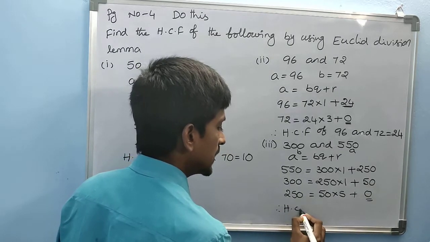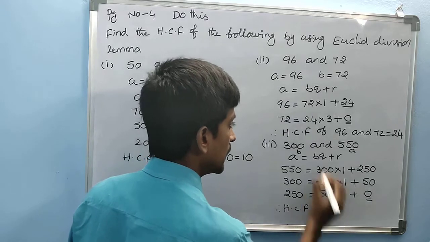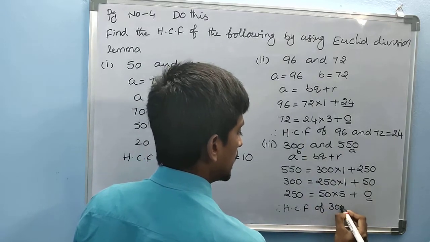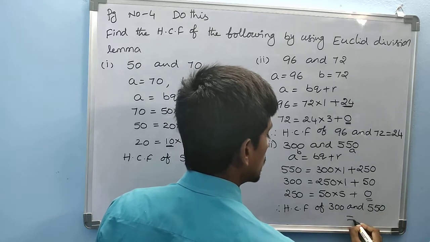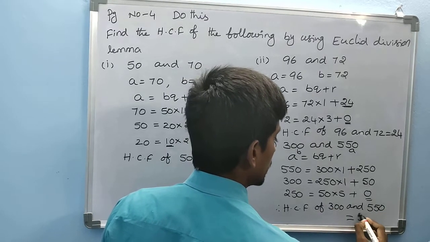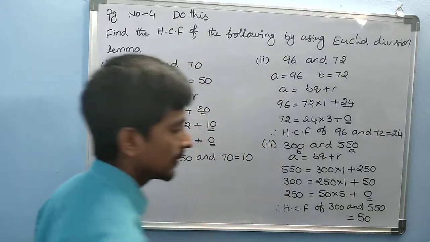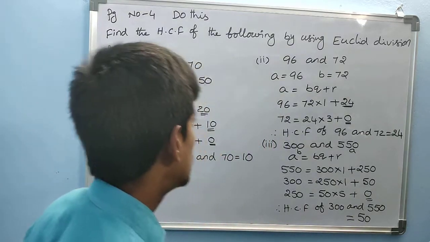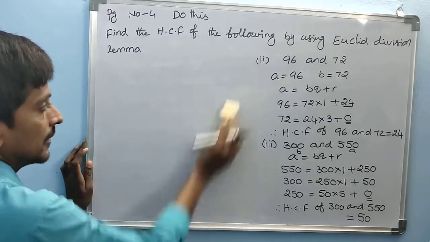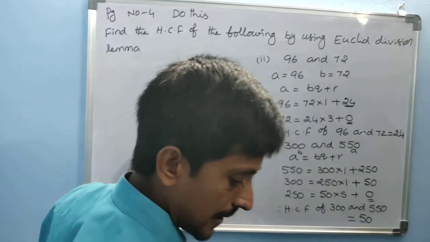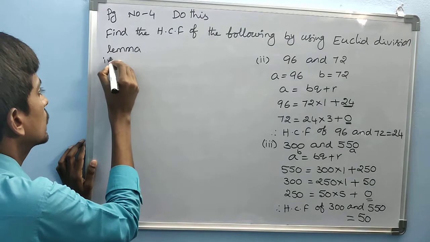Therefore HCF of 300 and 550 equals how much? 50. That is the third sum. Okay, understand? The next, the last one, is the fourth one.